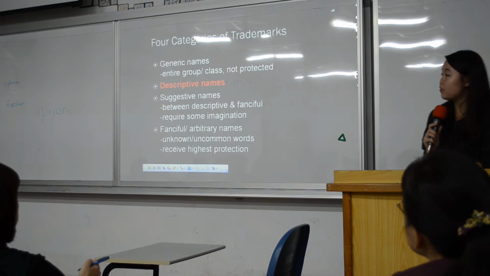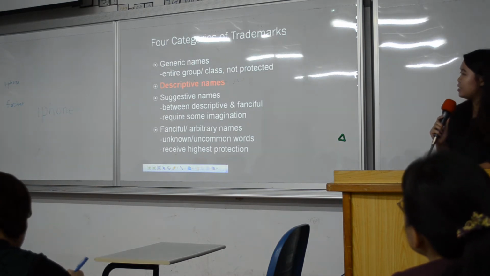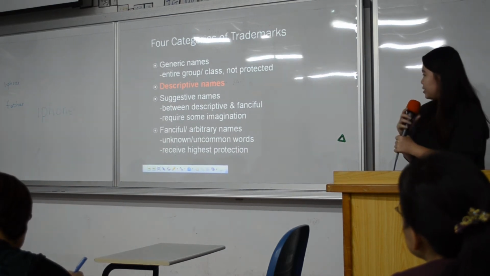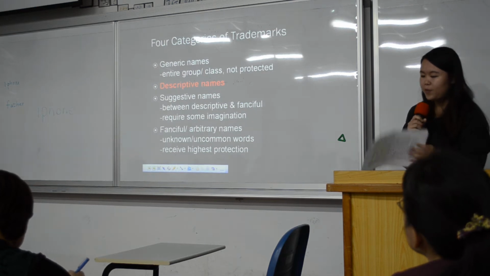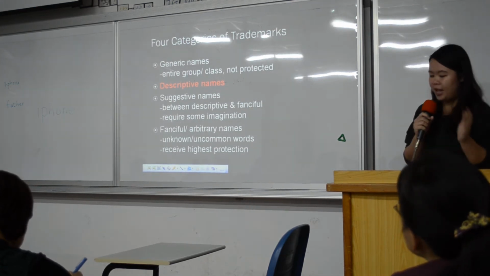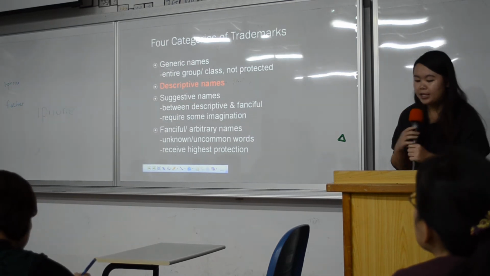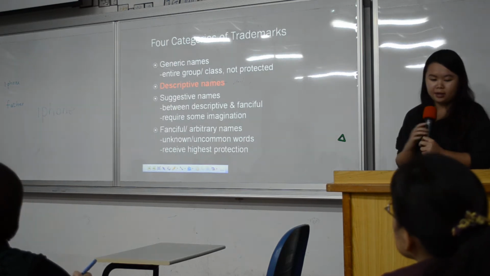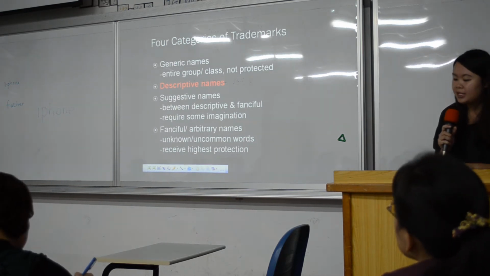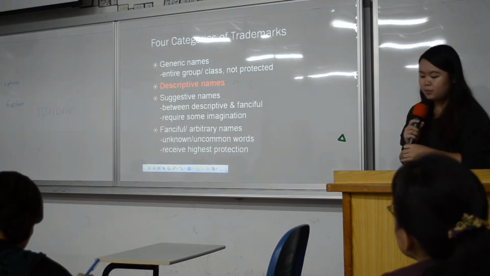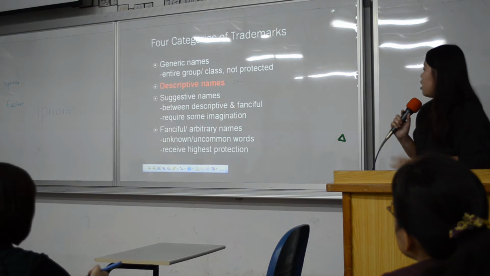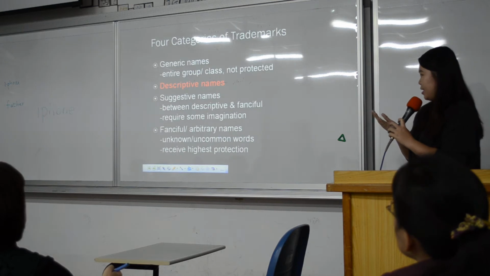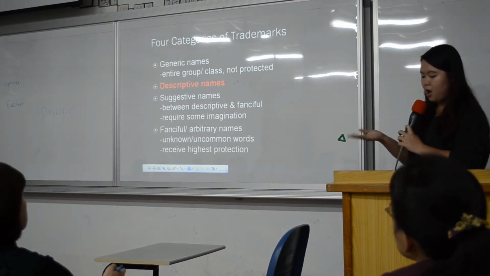And the third one is suggestive names. It is between the range of descriptive names and fanciful names. Sometimes it requires some imagination to connect the name and the products together. For example, Greyhound is a bus line in the US. And the last one is the fanciful or arbitrary names. It often uses unknown or uncommon words as the product's names, and it receives the highest protection because it's unique.